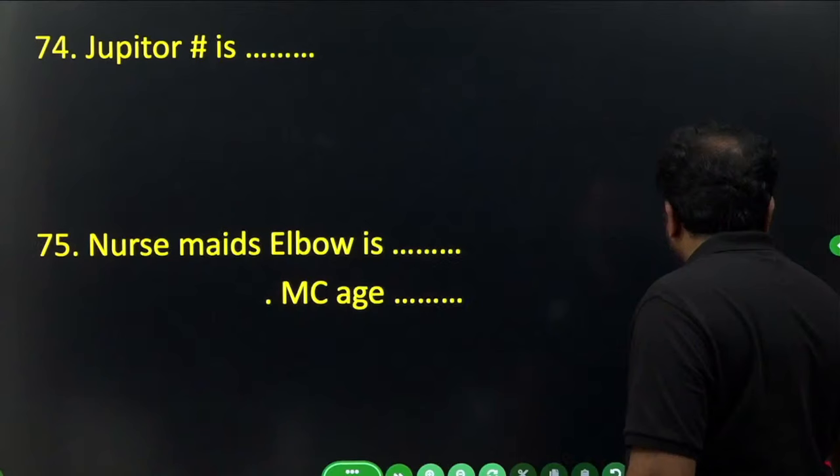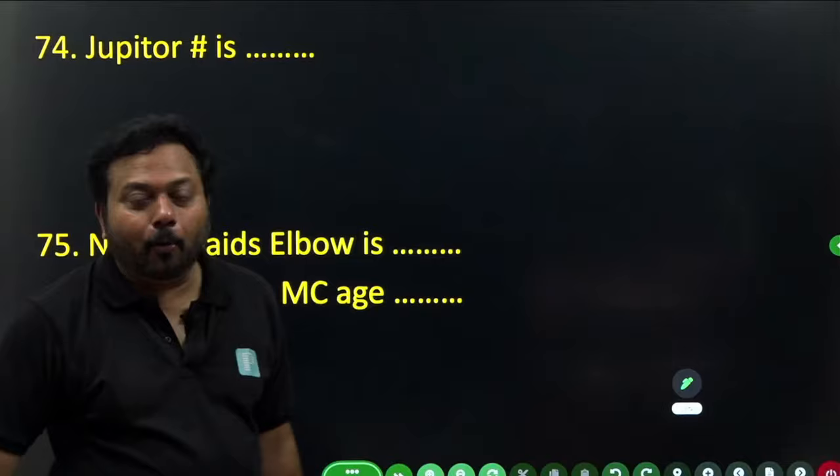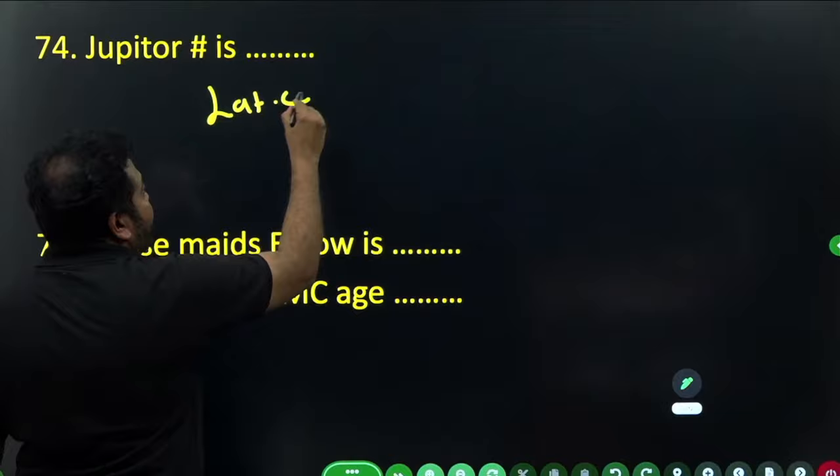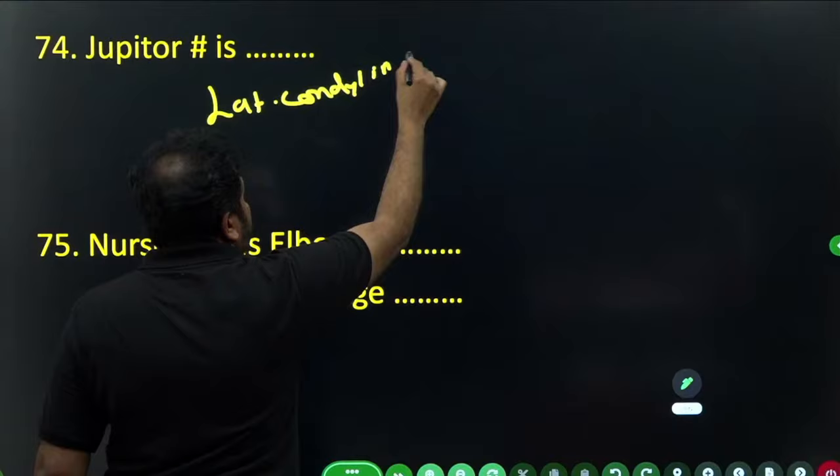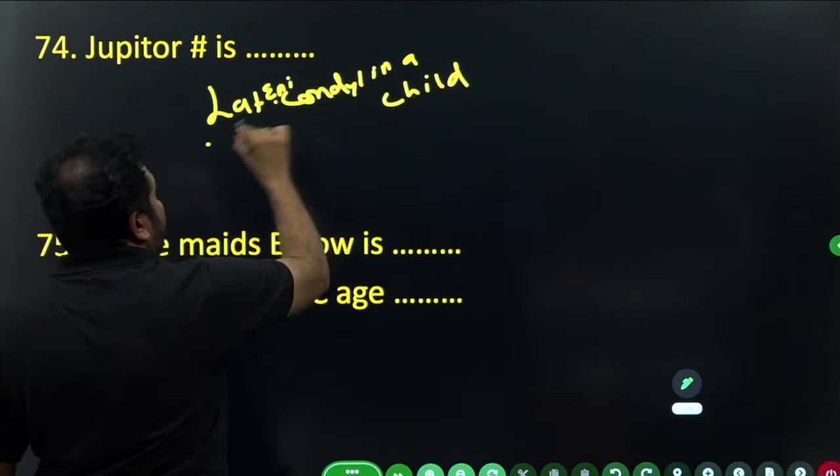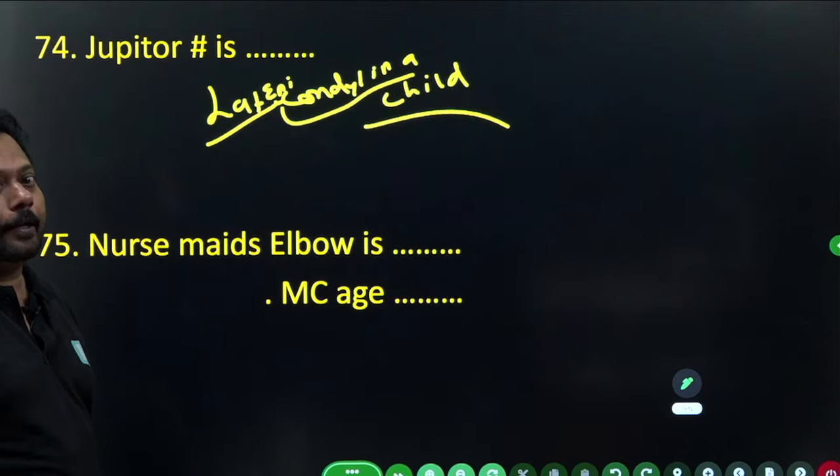What is Jupiter fracture? Jupiter fracture is a lateral condyle fracture, lateral epicondyle here. Lateral epicondyle fracture in a child, at the elbow, is called Jupiter's fracture.